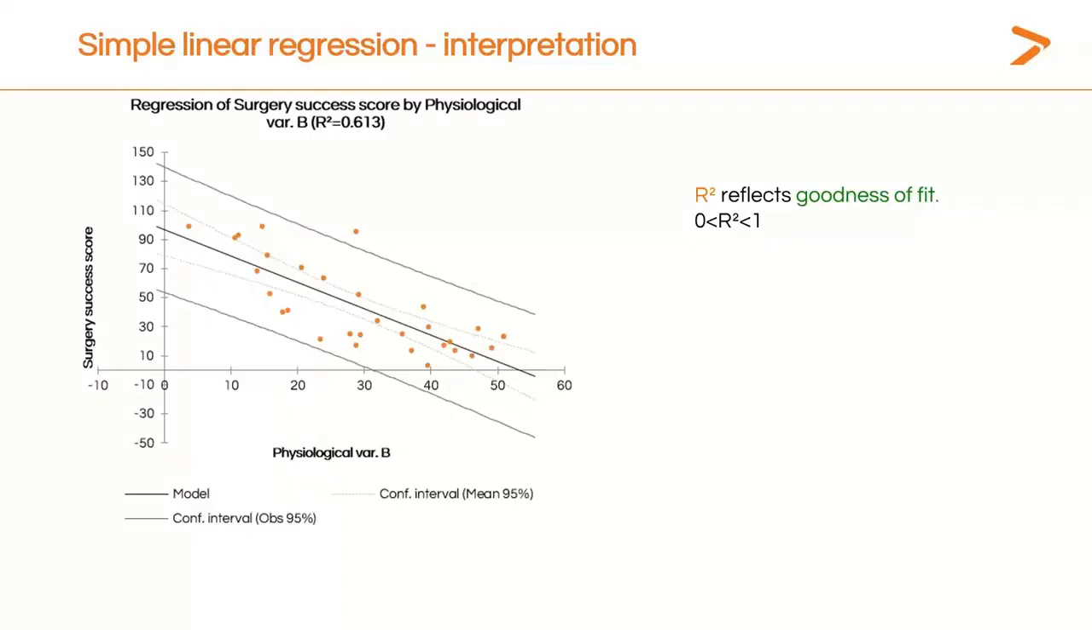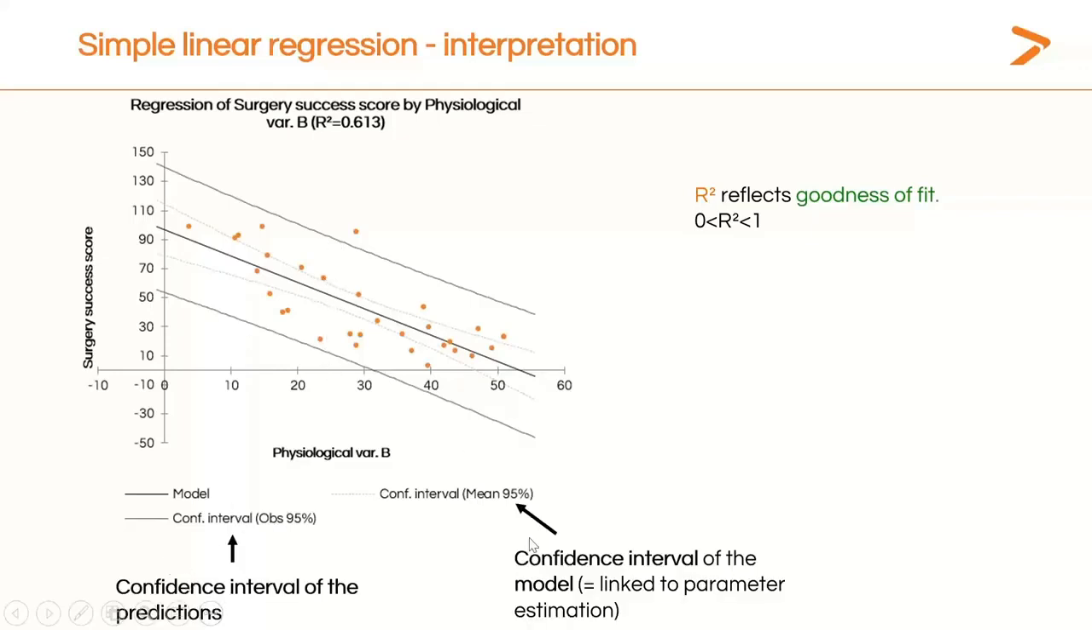You also get this result at the bottom of the report. This is the regression line in the middle, which is bounded between two confidence intervals, confidence envelopes, a narrow one with dashed lines and a thick one with complete lines. Let's start with the narrow one. This is the confidence interval of the model linked to parameter estimation. So in the population of patients, the model has 95% chance of being between these two lines in this envelope.